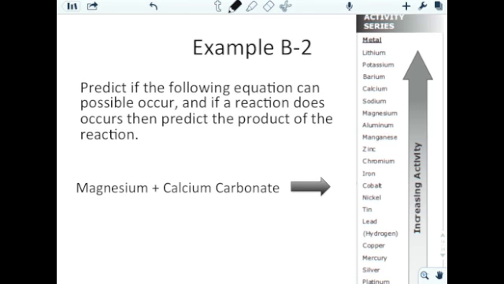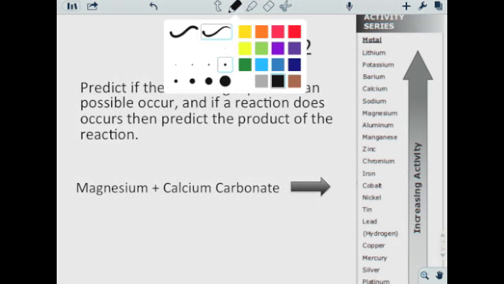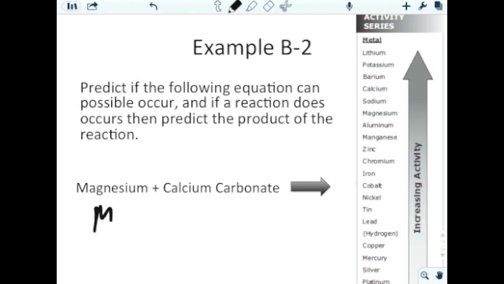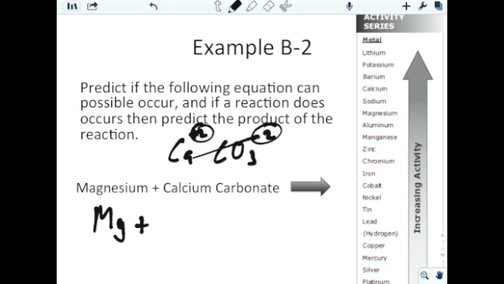It says predict the following equation, can it occur, and if it does occur, predict the product of the reaction. So we write it out. We have magnesium, which is just Mg by itself. It's not a diatomic, so we just leave it as Mg, plus calcium, Ca, bonded to carbonate, CO3. This is +2, -2. Since it's a 2-to-2 ratio, we crisscross, but the ones reduce, so we reduce it down to CaCO3.